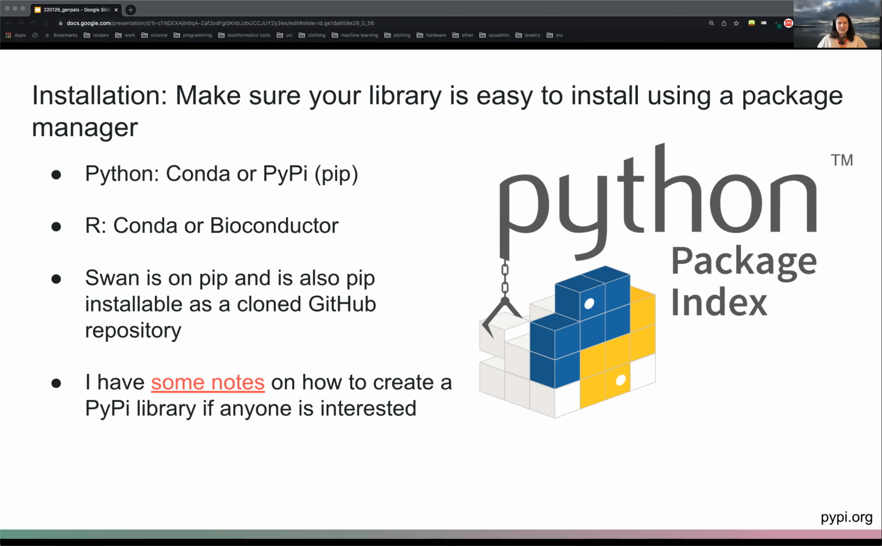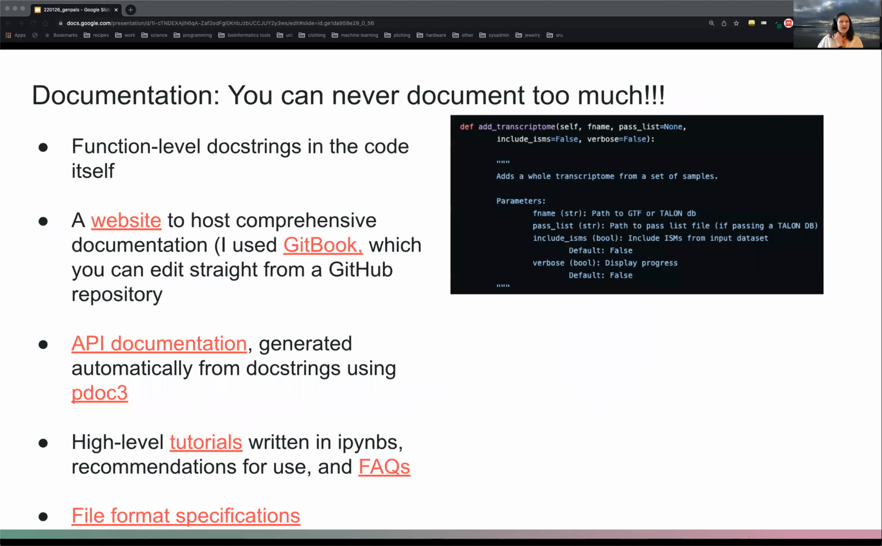Okay. Moving on, my favorite part of this talk is documentation. You can never document too much. Swan has documentation on many different levels. I think what's really important is to make sure that every individual block of code or function is well documented, but also to include high-level documentation that enables users who may not understand the nuances of what calling a function means to succeed as well. So I'm going to go through the levels of documentation that I have for Swan here. The first of which is function level docstrings in the code.